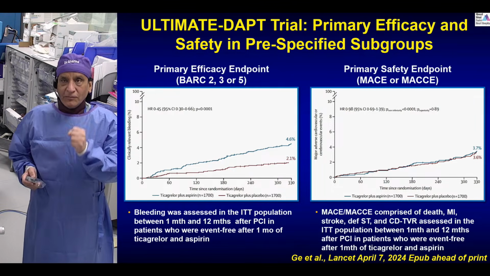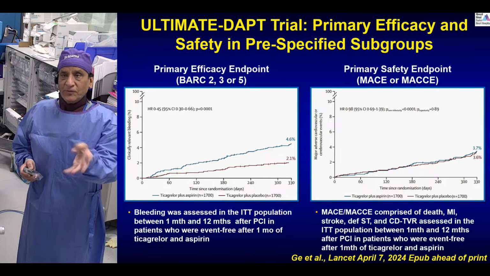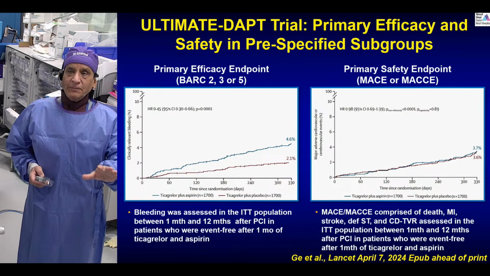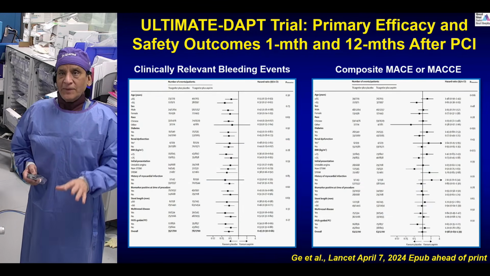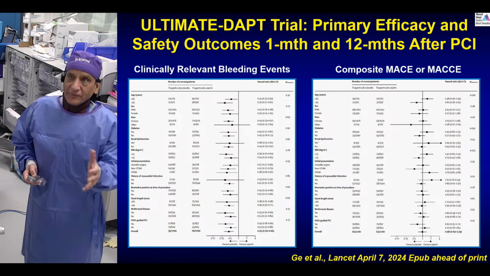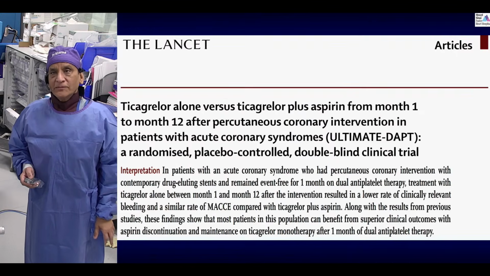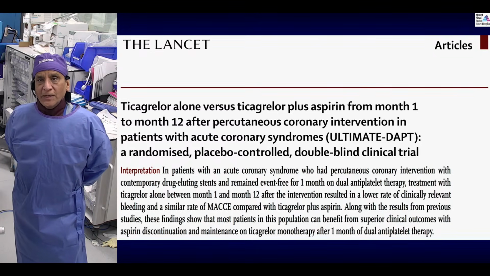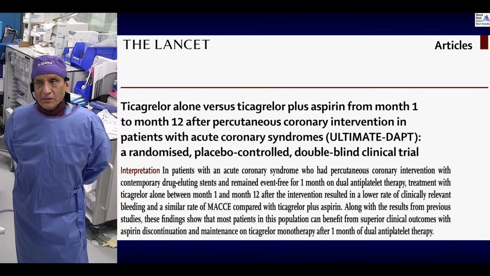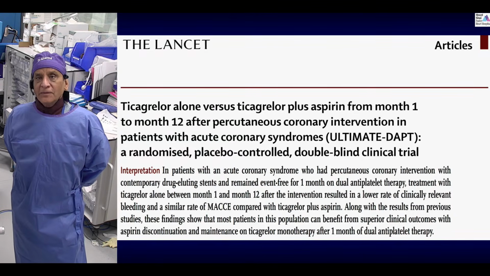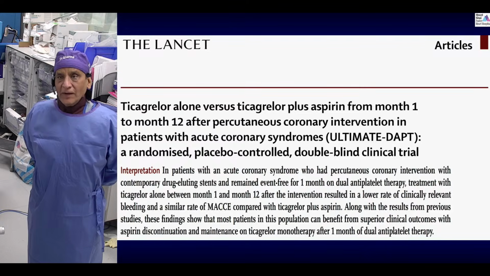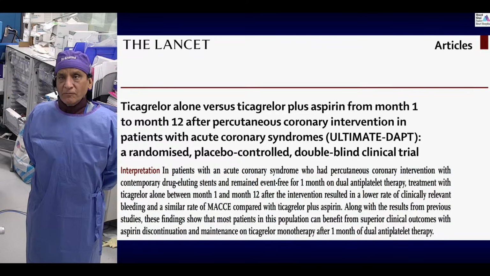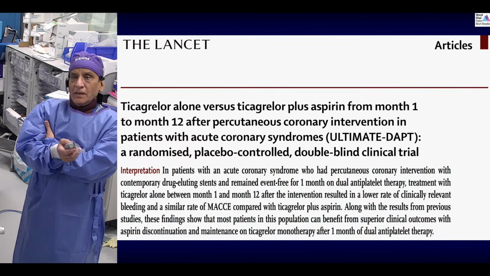I think there is some question about that. Some trials have shown that maybe give it at least for 2 weeks, but 0 is still being questioned. But I would say safely, antiplatelet aspirin can be withheld after 1 month, and this has been shown by other trials also, even in the face of clopidogrel. These are the individual endpoints. So basically, patients with acute coronary syndrome who had PCI with contemporary drug-eluting stents and remained event-free at 1 month on dual antiplatelet therapy, treatment with ticagrelor alone between 1 month and 12 months after the intervention resulted in a lower rate of clinically relevant bleeding and a similar rate of Mackie compared with ticagrelor plus aspirin.